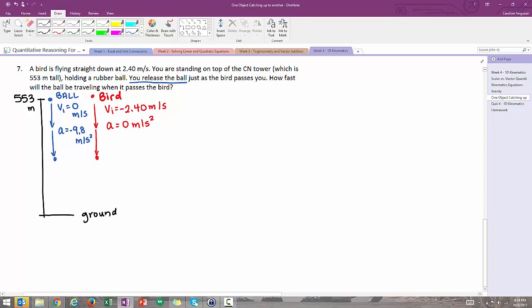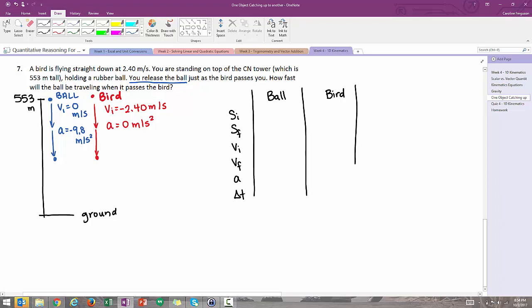So let's organize all of this in a table. So we have the ball, we have the bird. On the side, I'm going to write down all the variables from the kinematics equations. So I have S initial, so initial position, S final, final position, V initial, the initial speed or velocity, V final, the final velocity, and then we have acceleration and change in time. Okay, so we're going to write down everything we know about the bird and the ball.